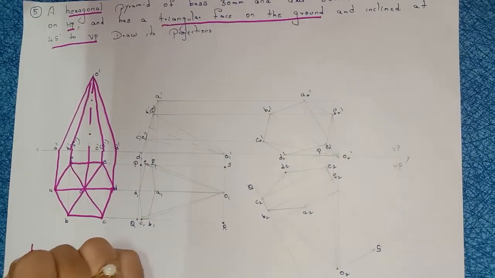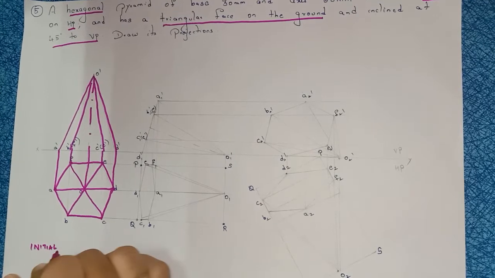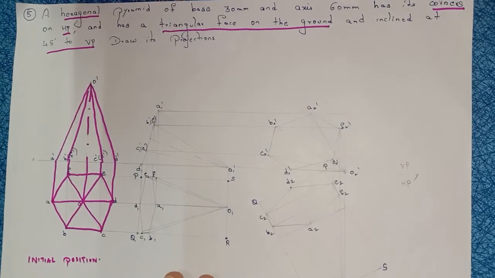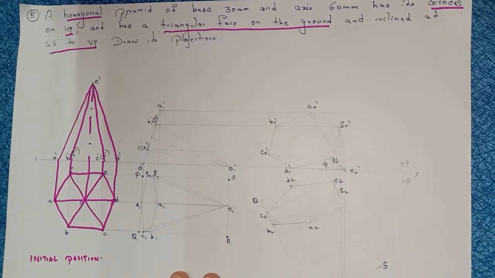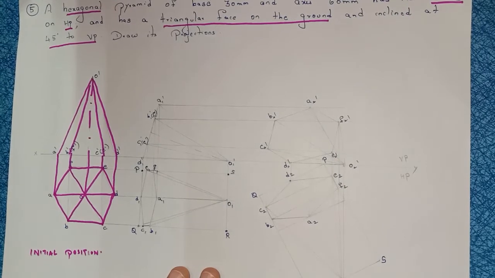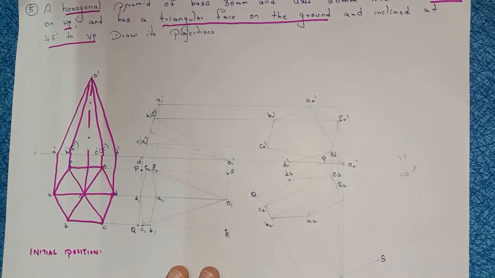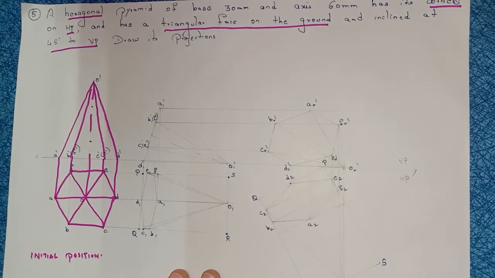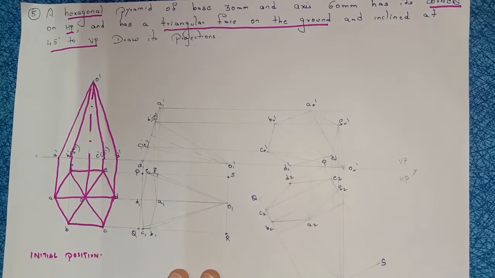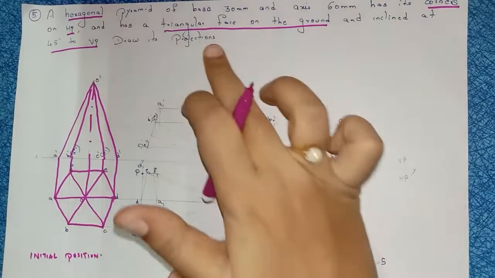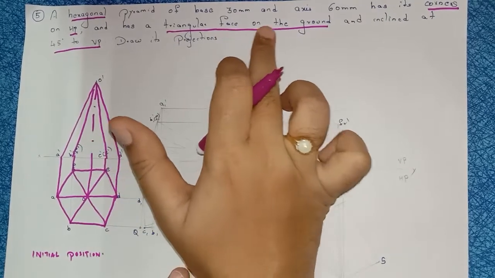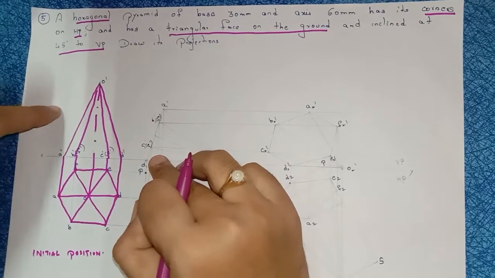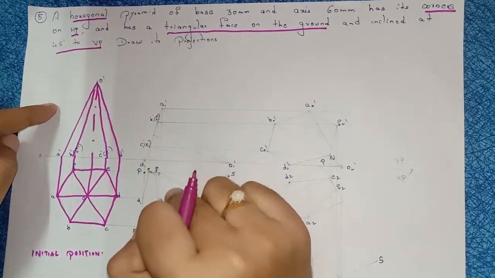This is your initial position. Then the important thing: while solving all previous problems, they mentioned two inclinations, like 45 degrees to HP and 30 degrees to VP, or 30 degrees to HP and 45 degrees to VP. Now coming to this problem, they mentioned the condition that triangular face on the ground. So you are starting the first step here, the second step here. Where will be the third step? The third step will be here.